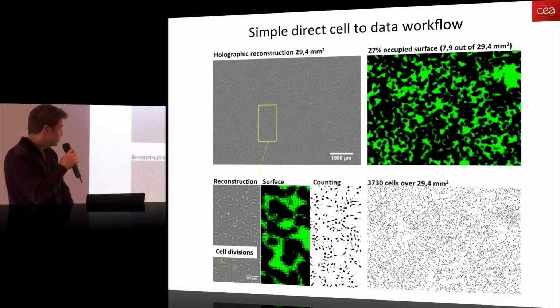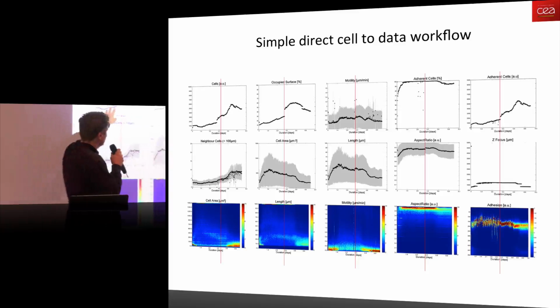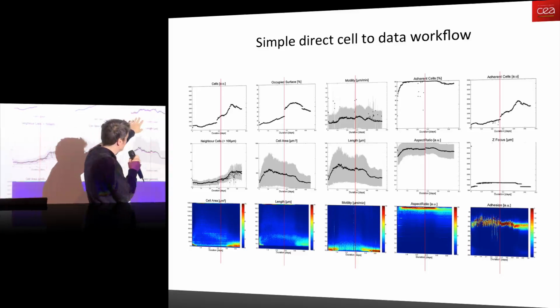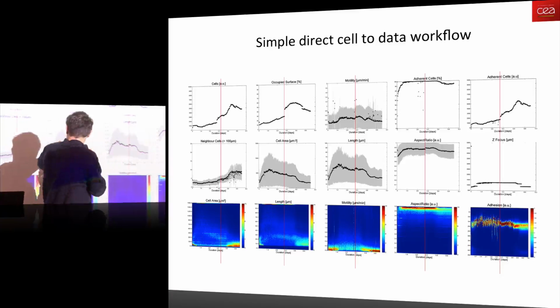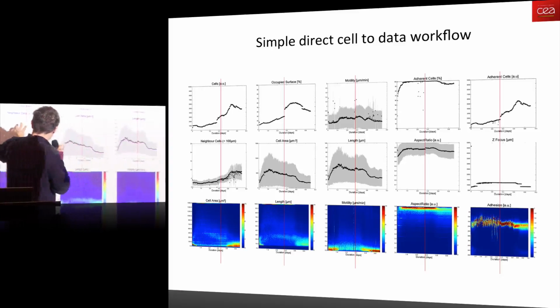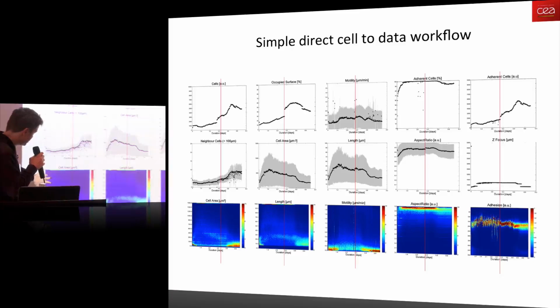Of course, we can do a lot of computation. We can measure the surface occupied by the cells. We can count the cells. We can draw kinetics. We can measure the number of cells, the occupied surface. We can measure the speed, the adhesion of the cells, the length, the area, the number of neighbor cells, etc. And we can plot a scatter plot of these metrics along time.